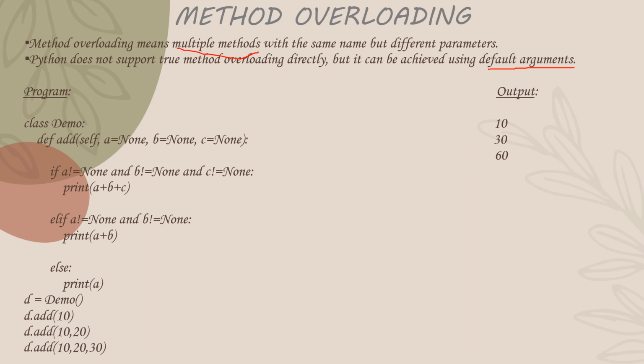If A is not None and B is not None and C is not None, print A plus B plus C. Then we have an elif condition. Again, an else condition. Then we have called Demo as D, and D.add gives us D.add(10), D.add(10, 20), D.add(10, 20, 30), and our output comes 10, 30, and 60.